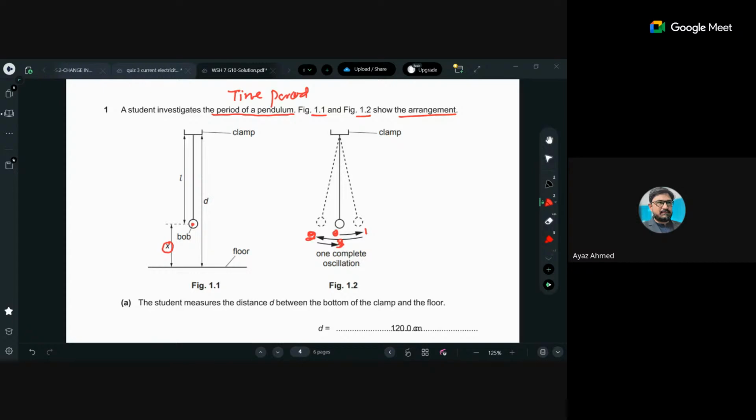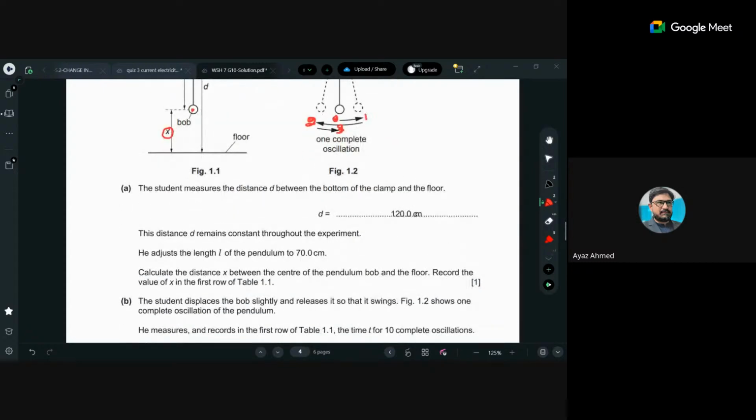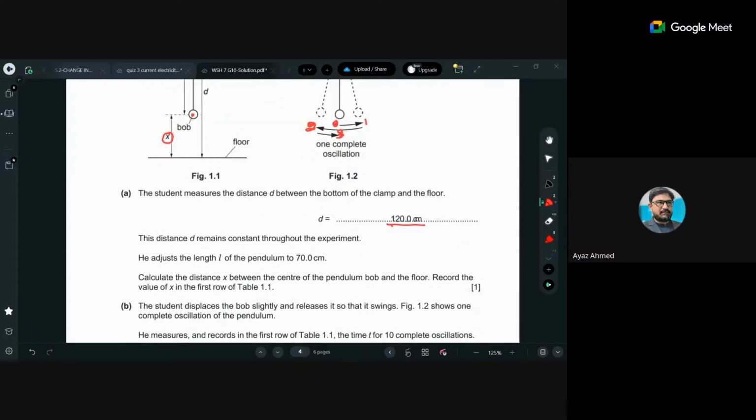It is given that d is 120 centimeter above the ground. How much is d? Sorry, 120 centimeter above the ground. The distance d remains constant throughout the experiment. This is the constant you have to consider. Okay, is it clear?